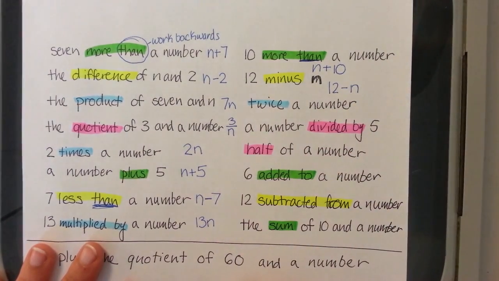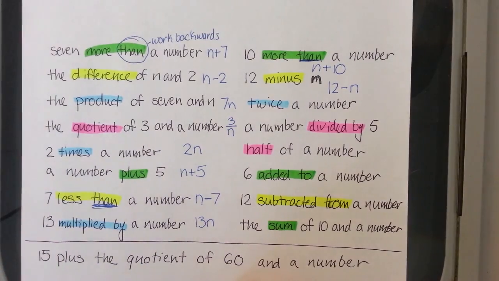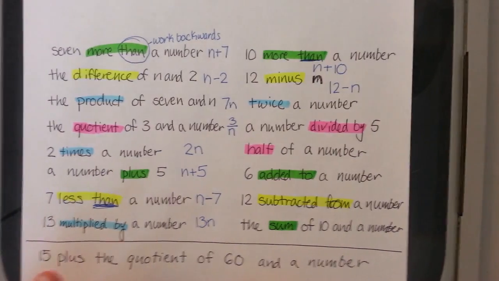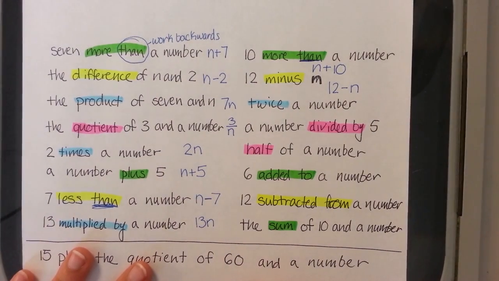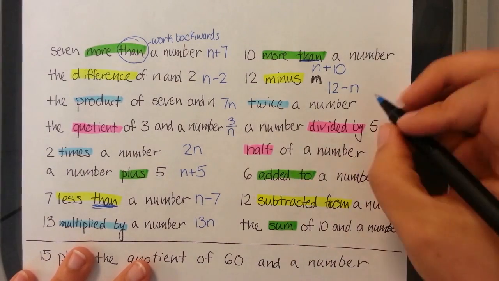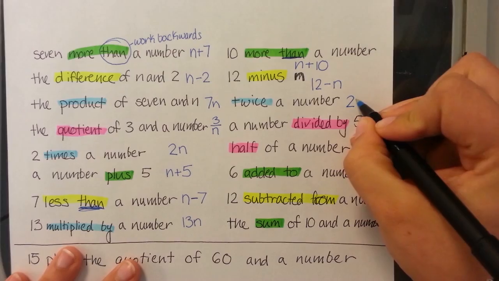Twice a number. Twice is a tricky word that means always multiply by 2. So whatever I am going to do next, I'm going to multiply by 2. So twice a number will be 2 times N.